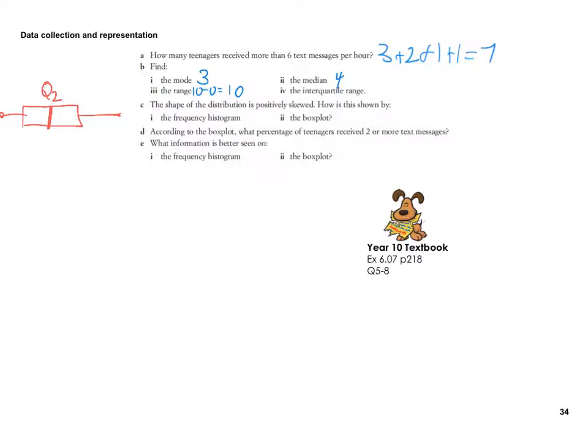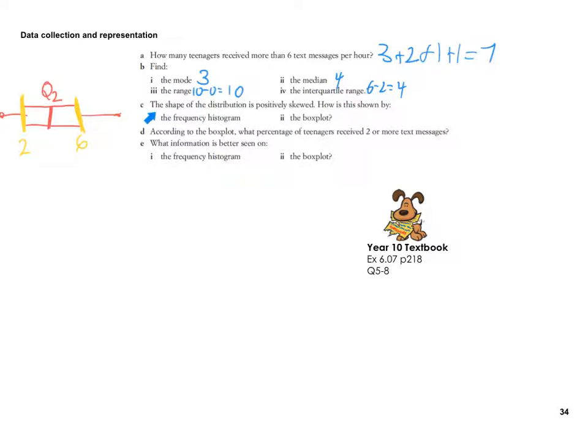And then the IQR, remember we're doing this minus this on the box, which ends up being 6 minus 2. So on your graph, that's 6, that is 2. So 6 minus 2, which is 4.